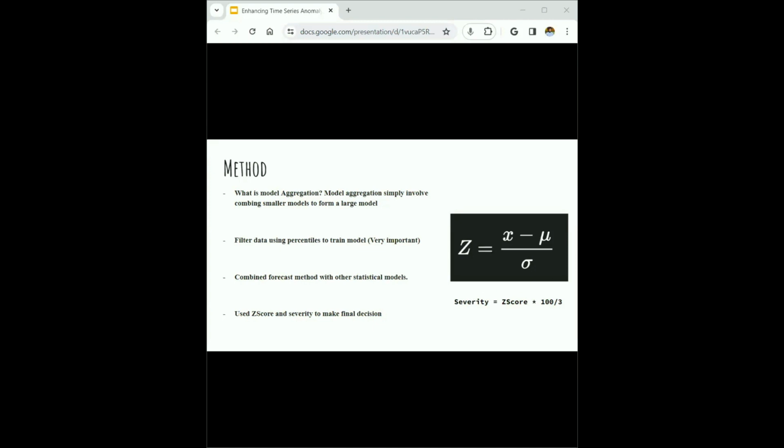The methods we can talk about here are the static and dynamic threshold method, and the second one would be the forecasting method. And we have defined our own algorithm. We have provided a pseudocode in the paper that could be used for detecting those anomalies.